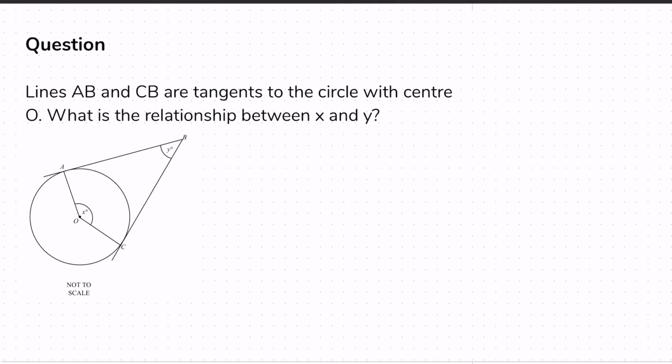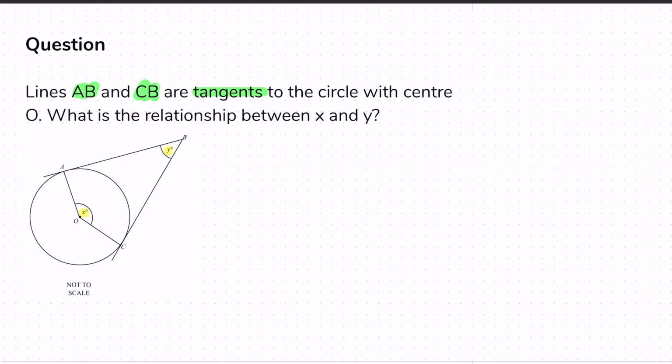Now this question is asking us to figure out the relationship between x and y. And x and y are two different angles, so what's the relationship here? Well, the other information it gives us is that these lines here, AB and CB, are tangents.